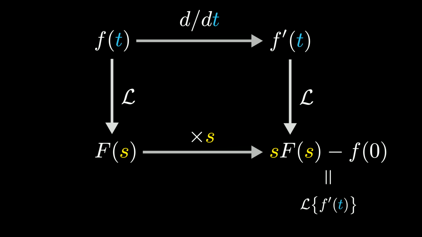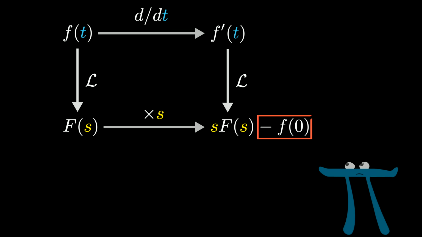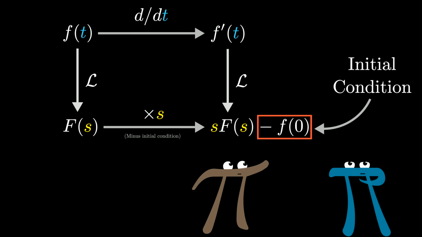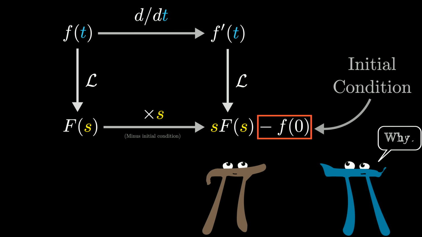Now, at first glance, when you look at this rule, that little minus f of 0 term might seem like kind of an annoying quirk to an otherwise very elegant equation. But really, it's a feature, not a bug. As you apply this to differential equations, this little quirk means you have a built-in way to account for initial conditions.